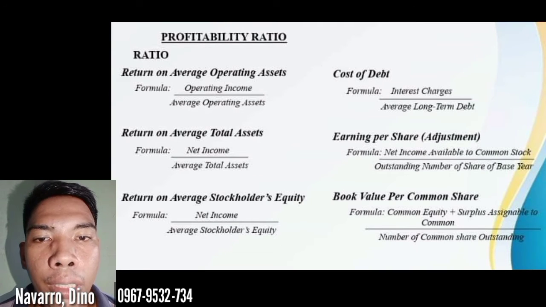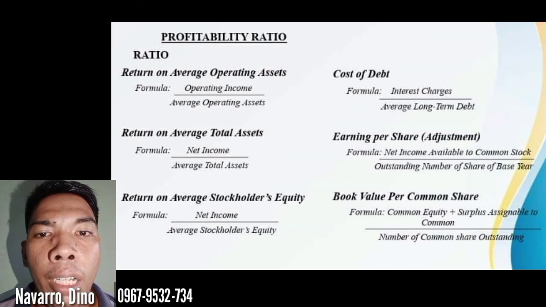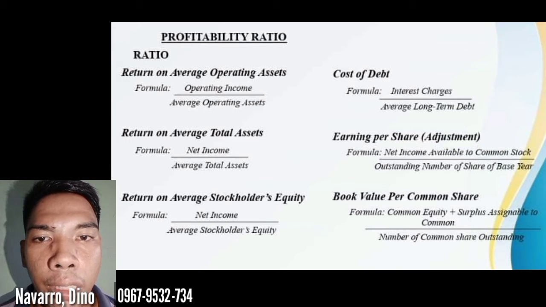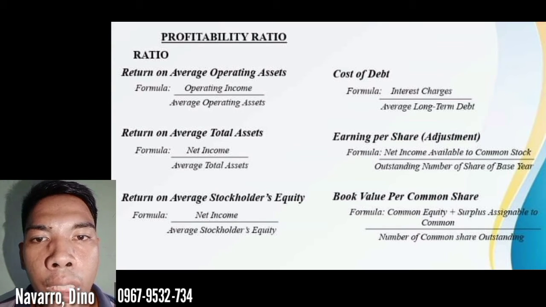Profitability ratios. Return on average operating assets formula: operating income divided by average operating assets. Return on average total assets formula: net income divided by average total assets. Return on average stockholders' equity formula: net income divided by average stockholders' equity. Cost of debt formula: interest charges divided by average long-term debt.